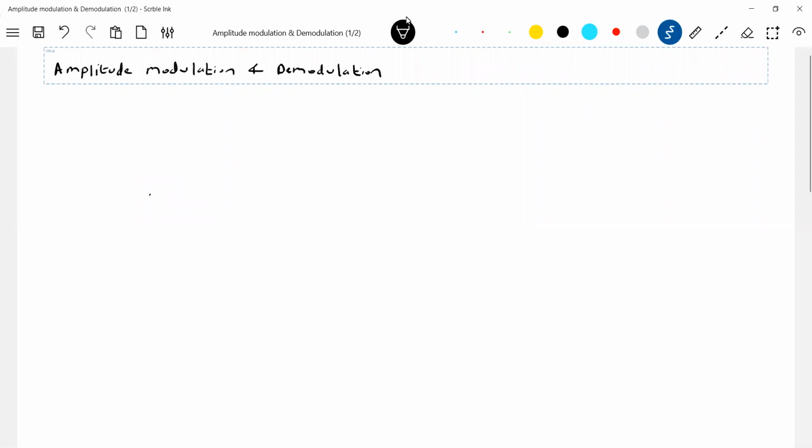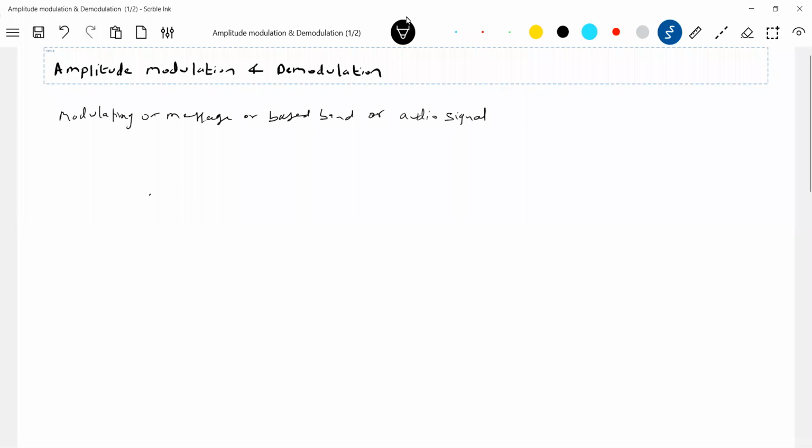The baseband signal, the message signal. Can you remember the communication system block diagram? From there, I'll bring it here. Modulating, message, baseband. It is given so many names, audio signal.